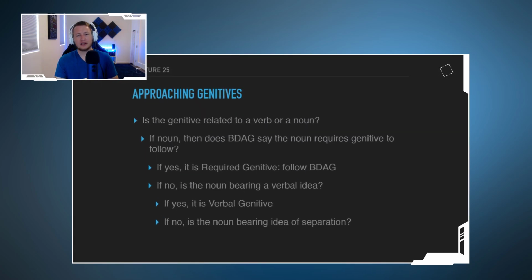Now, if it's not related to a verb, but it's related to a noun, then you still consult BDAG and you find out, okay, does this noun require genitive to follow? If yes, it's a required genitive. Follow BDAG. If no, then is the noun bearing a verbal idea? And is that verbal idea transitive? If yes, it's verbal. If no, it's bearing the idea of separation, maybe? That's your next question.